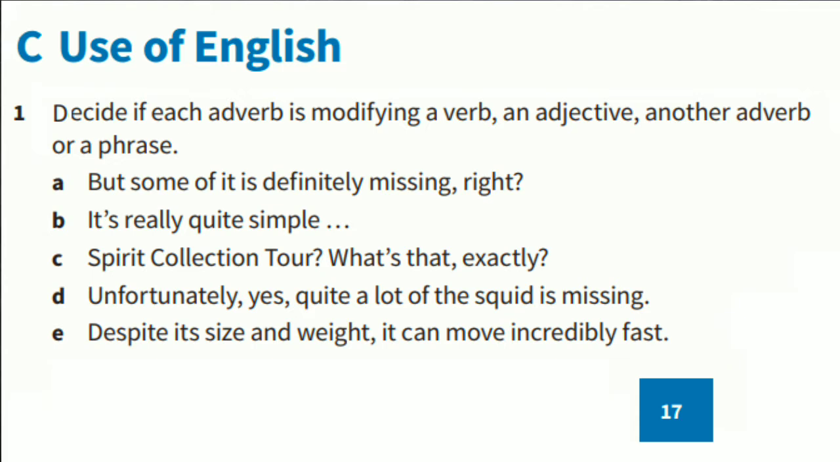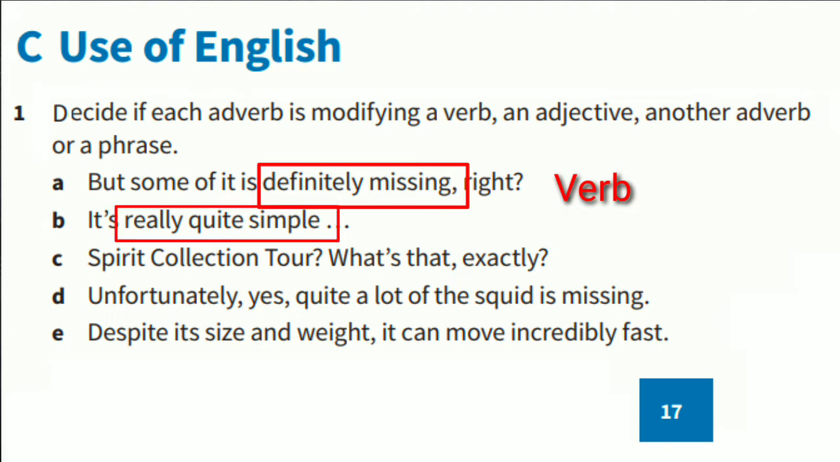A. But some of it is definitely missing, right? So the adverb here is definitely, and it describes the verb missing. B. It's really quite simple. As you can see here, there are 2 adverbs, really and quite, and an adjective, simple. So the adverb really describes adverb quite, and adverb quite describes adjective simple.